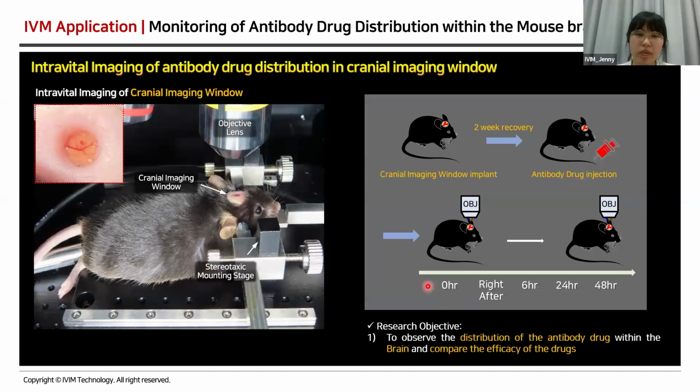Imaging was then performed repeatedly at different time points, which were before the drug was injected, immediately after the drug was injected, then 6 hours, 24 hours, and 48 hours post-injection. This experimental design aimed to observe how effectively the antibody drugs cross the blood-brain barrier and to monitor changes in drug distribution over time. Additionally, the study sought to compare which of the two antibody drugs exhibits higher BBB penetration efficiency.